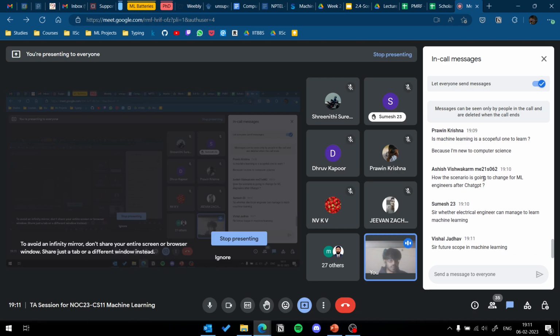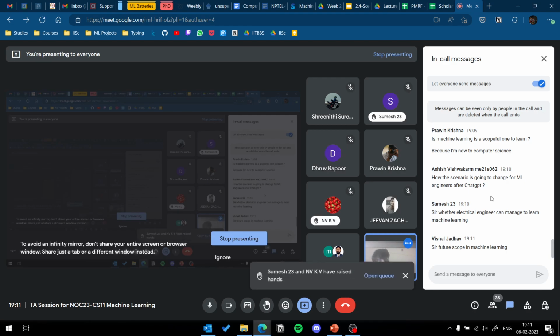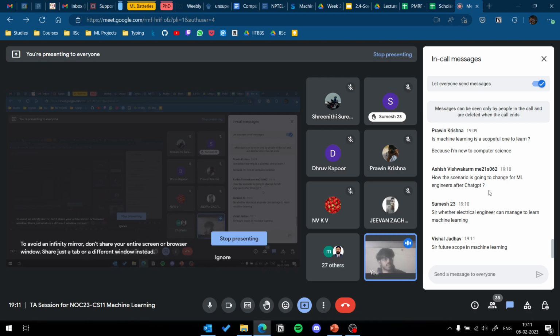Okay, now coming to this, how is the scenario going to change for ML engineers after ChatGPT? ChatGPT can write code for you as well. But as far as I know, I don't think it can write full machine learning algorithms by itself. So I think ML engineering is pretty safe for now. It is a very difficult question to answer. How is it going to change? Only time will tell how ChatGPT improves. It definitely has scope to improve.